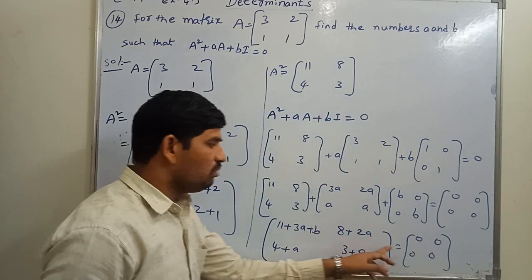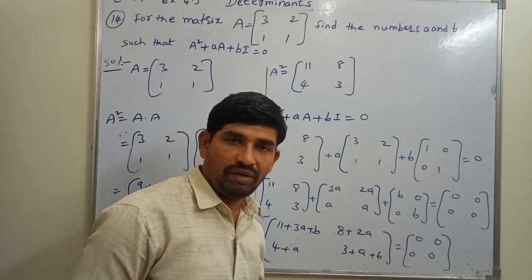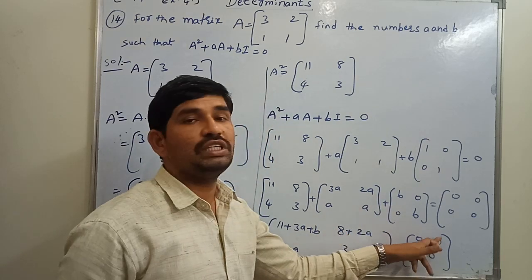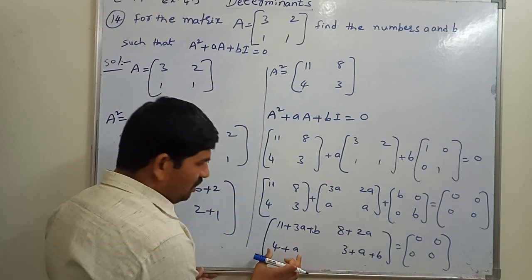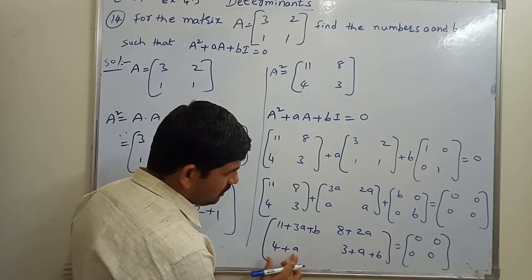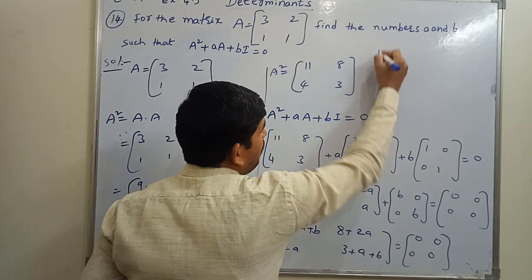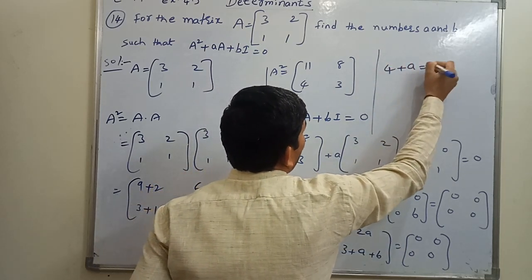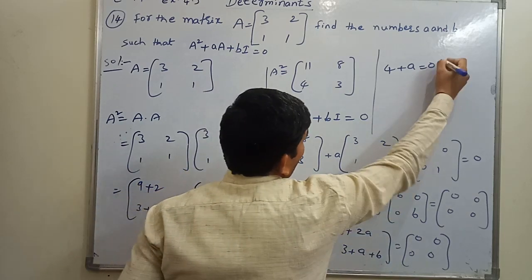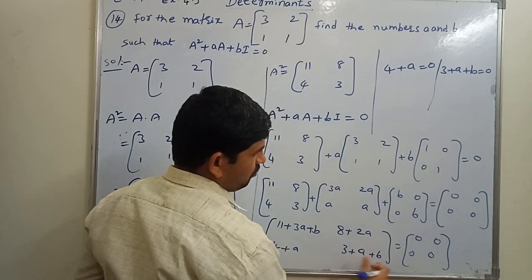After writing this, the equals sign indicates that these two matrices are equal matrices. We know that if two matrices are equal, then the corresponding places must be equated. We just have to get the value of a and the value of b. So 4 plus a is there now. This place we equate with the corresponding place on the right hand side, so 4 plus a is equal to 0. After that we take this one: 3 plus a plus b is equal to 0.